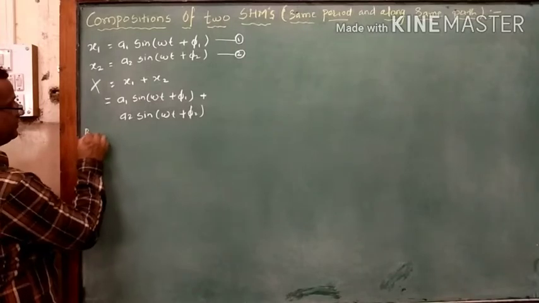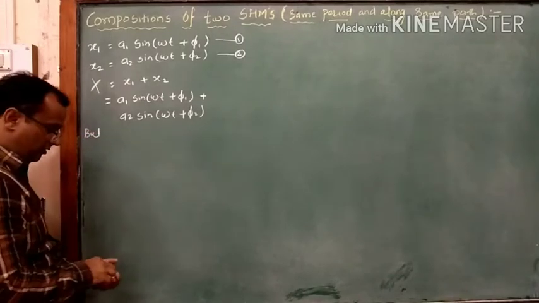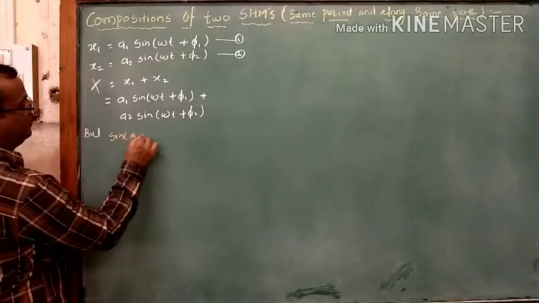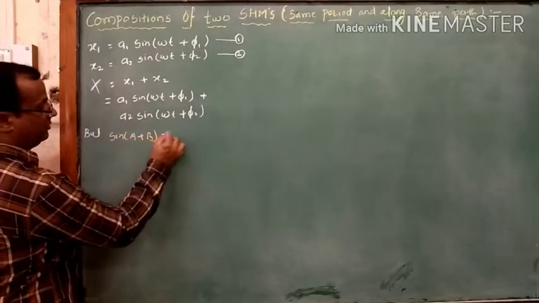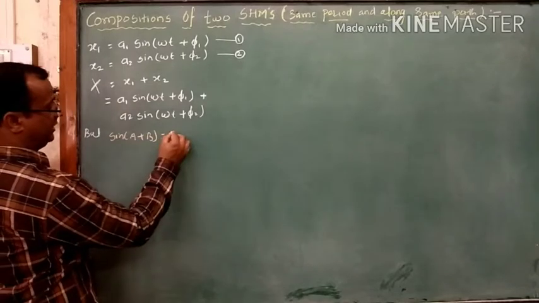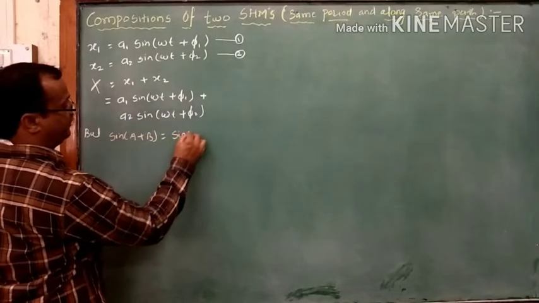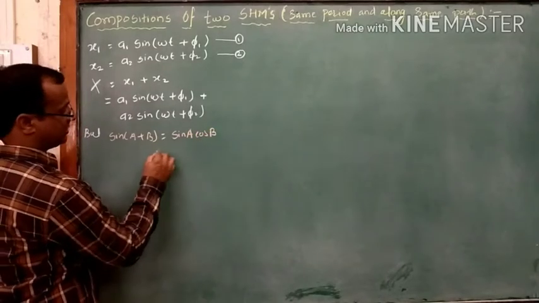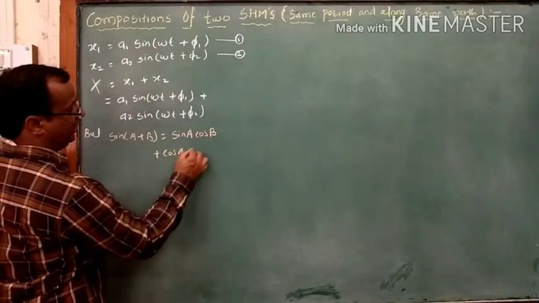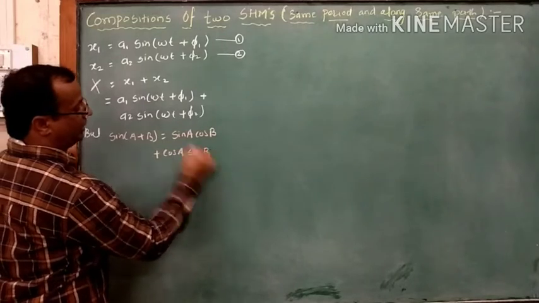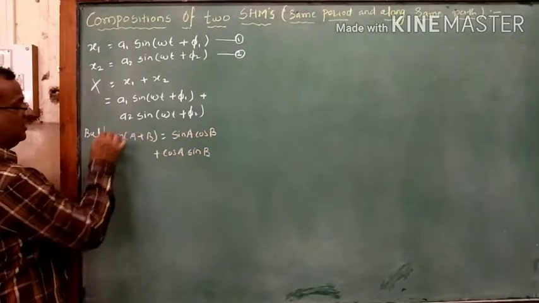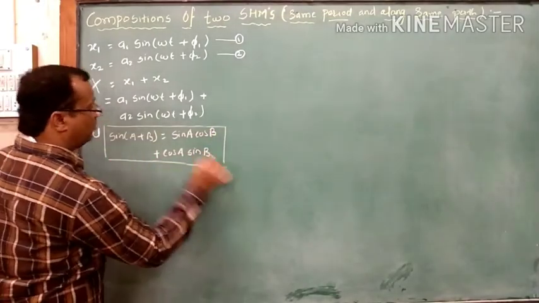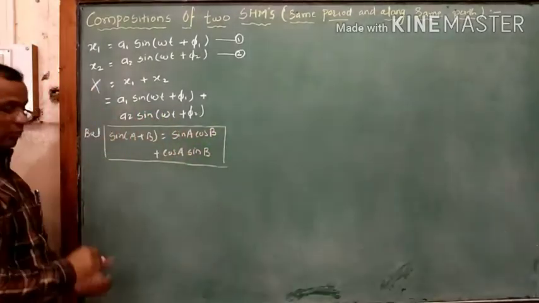Sine of a plus b is equal to sine a cos b, right? Plus cos a sine b, right? Now this will be the resultant equation. Using this, we want to expand this expression. So what we get there?